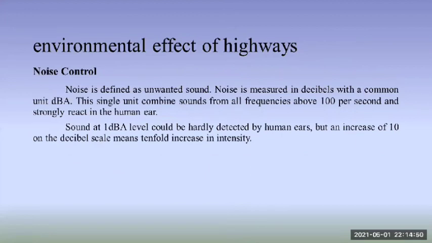Next is noise control. Noise control or noise mitigation is a set of strategies to reduce noise pollution or to reduce the impact of that noise, whether outdoor or indoors. Noise is defined as unwanted sound. Noise is measured in decibels with a common unit, dBA. This single unit combines sounds from all frequencies above 100 per second and strongly react in the human ear. Sound at 1 decibel level could hardly be detected by human ears, but an increase of 10 on the decibel scale means tenfold increase in intensity.